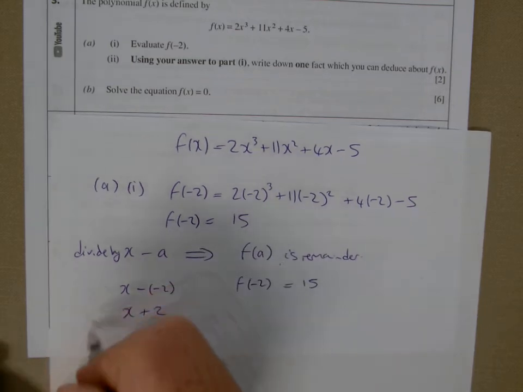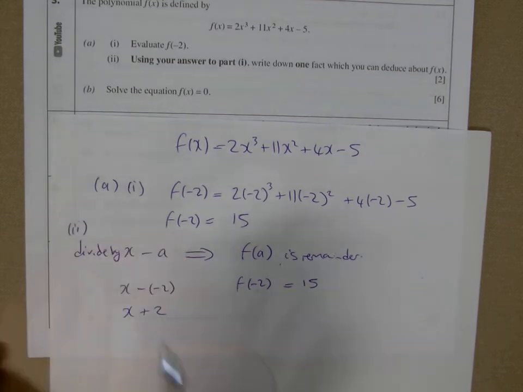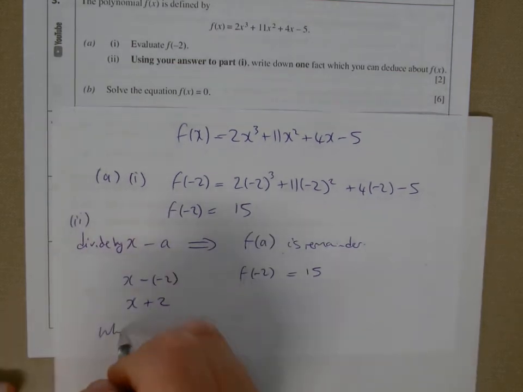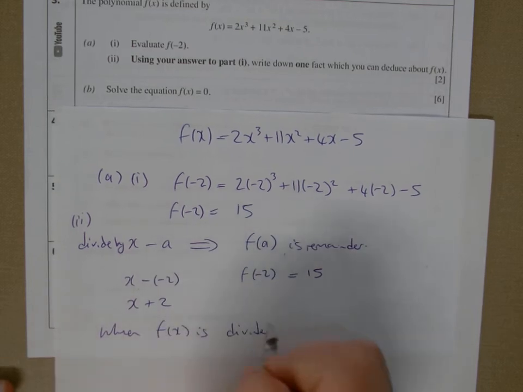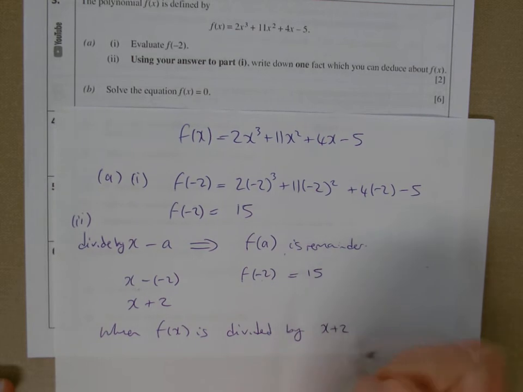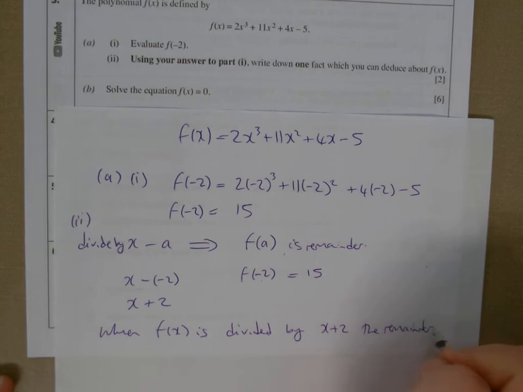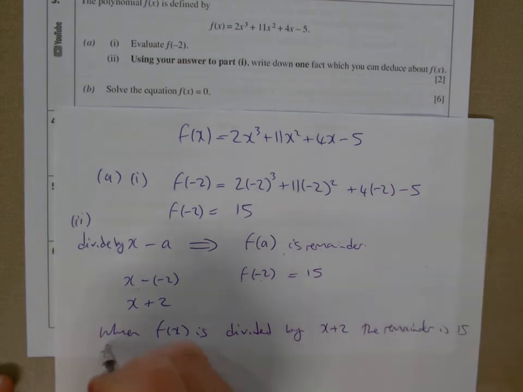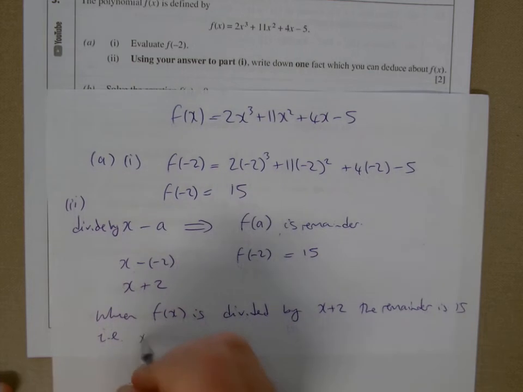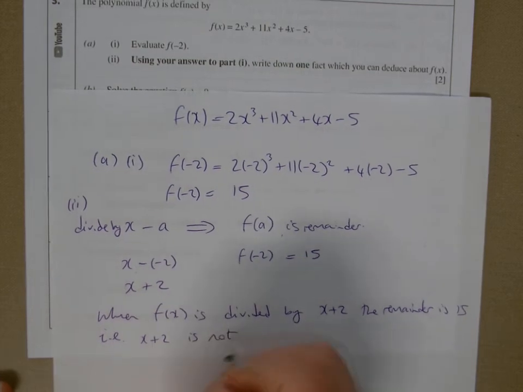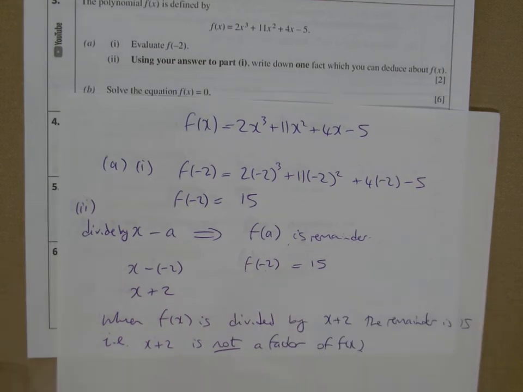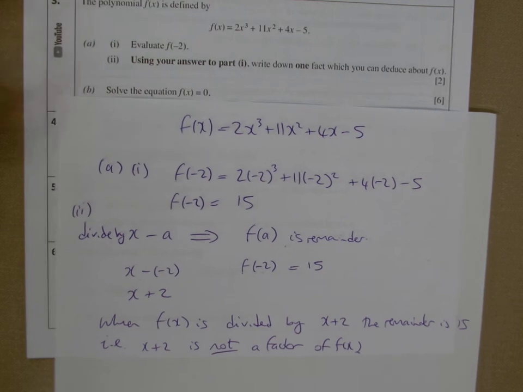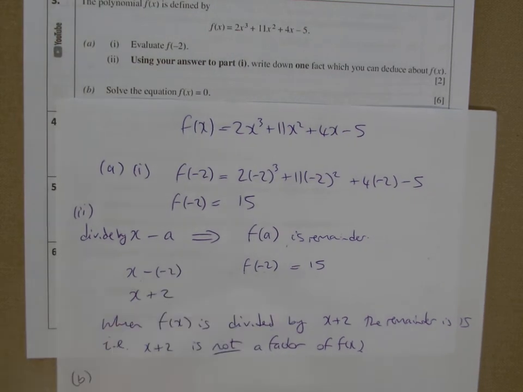So what we can say in part 2 is that when f of x is divided by x plus 2, the remainder is 15. And in other words, we should go a bit further than this. We could say that x plus 2 is not a factor. So we can really state that it is not a factor of f of x.